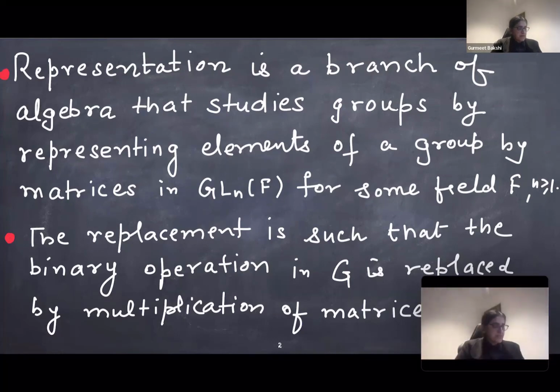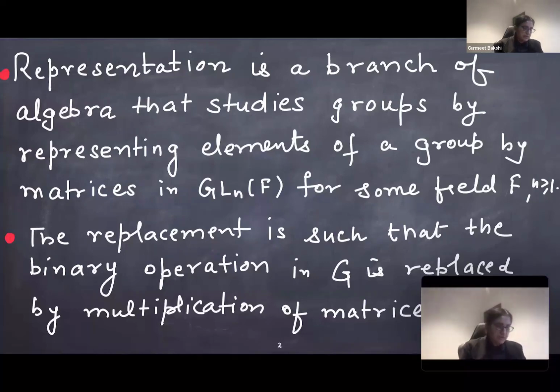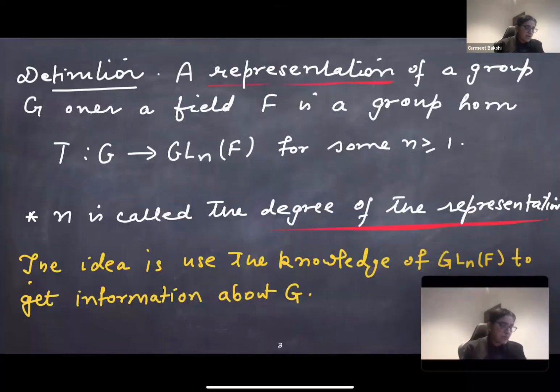Representation theory is a branch of algebra that studies groups by representing their elements by invertible matrices over some field. I want to replace the elements of a group by elements of a concrete group, for example, matrices over F. And the replacement is done in such a way that the binary operation in G is replaced by the multiplication of the matrices.